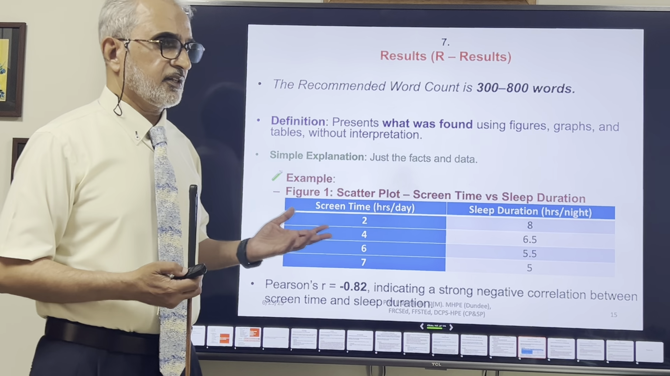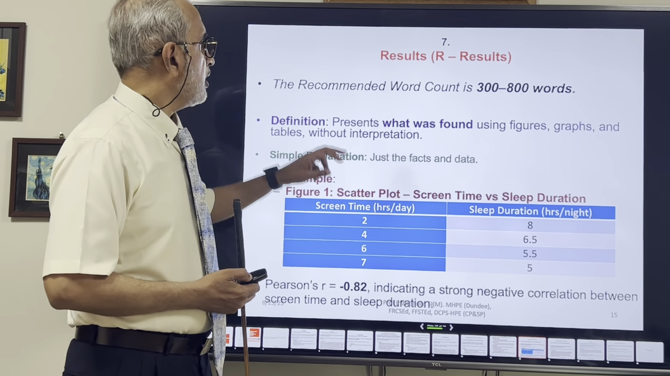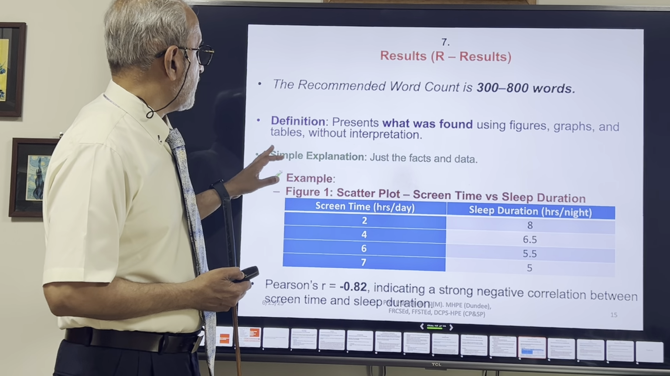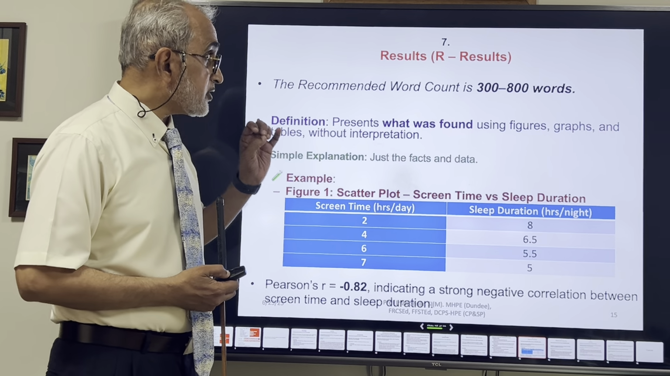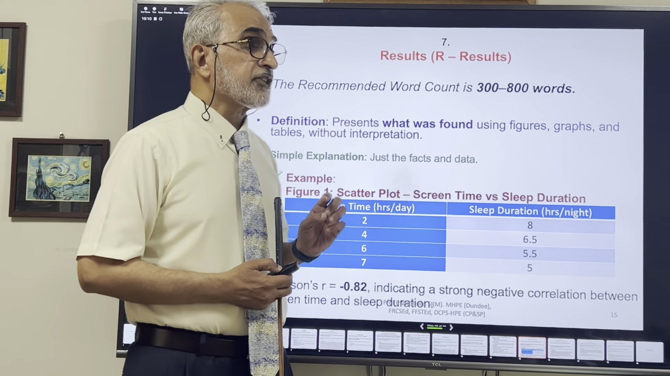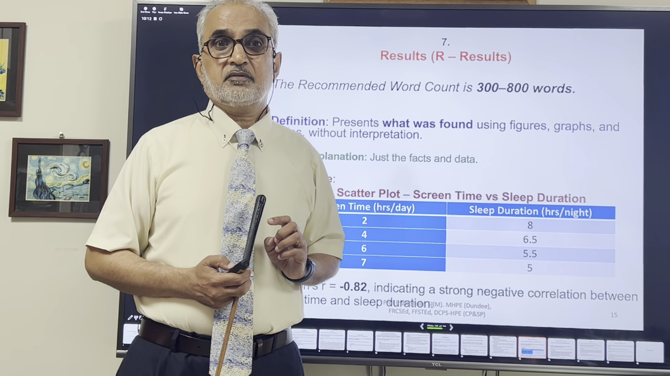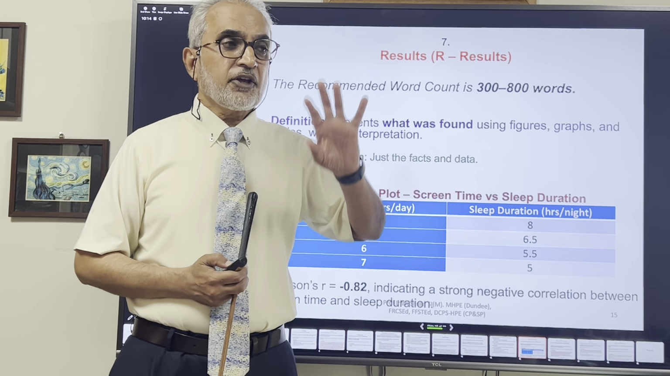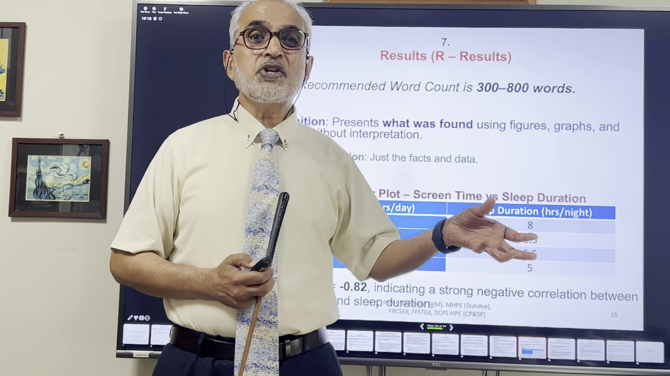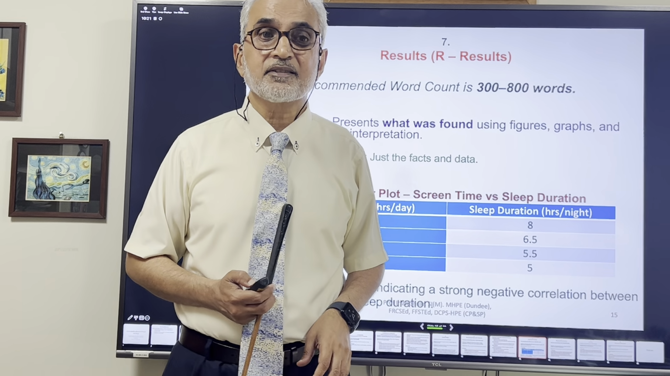Next section is results. The recommended word count is 300 to 800 words. It presents what was found using figures, graphs, tables, and text without interpretation. It is very important that what you have described in a figure or table should not be exactly repeated in the text.